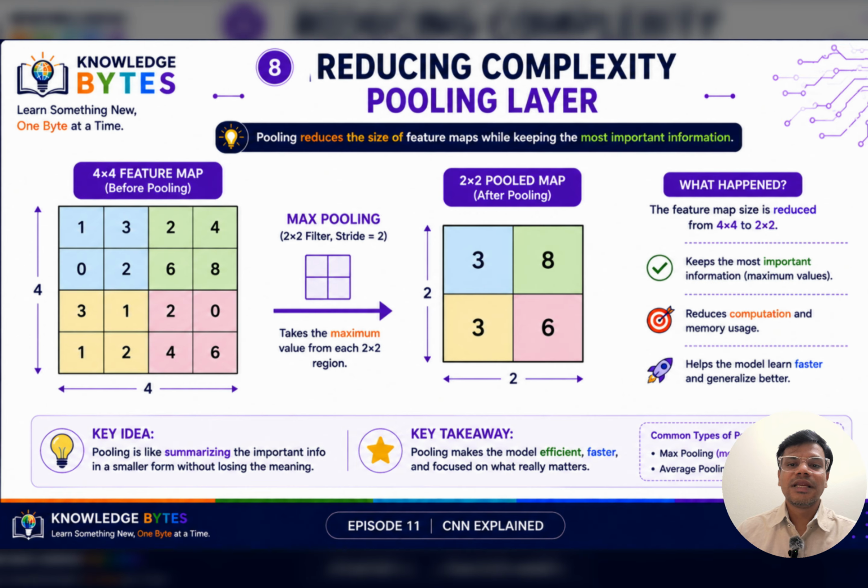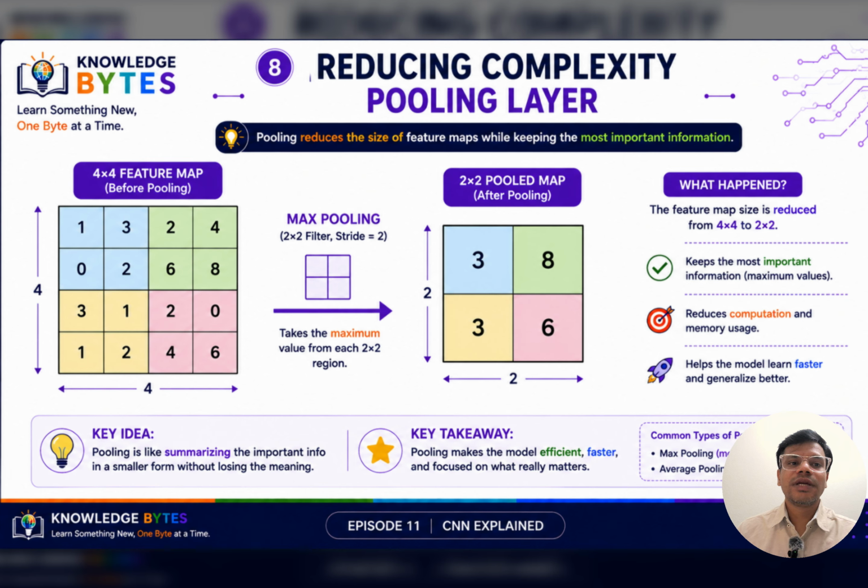Now let's understand the pooling layer. After convolution comes pooling. Pooling helps reduce complexity. Imagine a 4x4 feature map. Pooling reduces it to a smaller representation. The most common method is max pooling. Max pooling selects the largest value from each region.